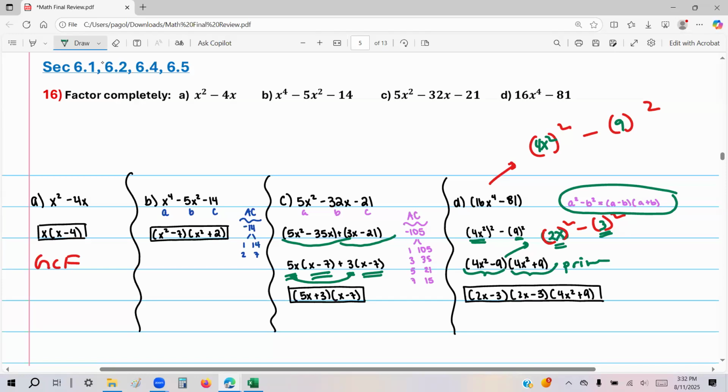You have to get the x alone. So you set each factor equals 0 and then solve for x. But here it just says factor, so you cannot get your x alone.